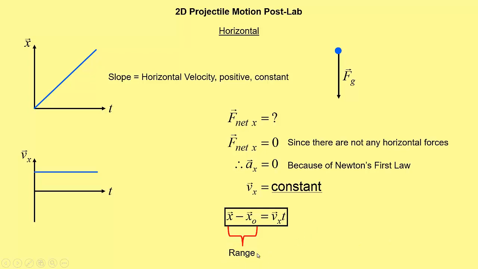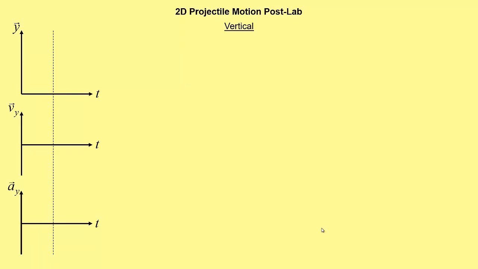So from a vocabulary standpoint, the technical terminology is horizontal displacement, but you might also hear things like range used in that case. So this is the horizontal half of the motion, just simply constant velocity. But what about the vertical part of the motion?